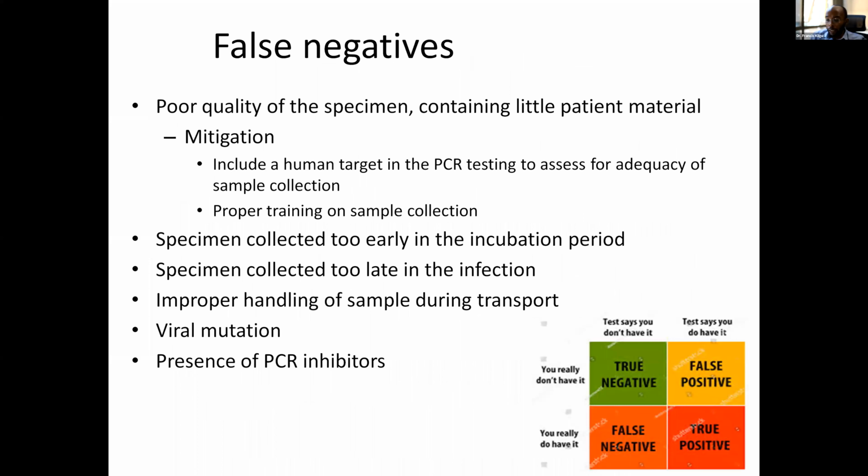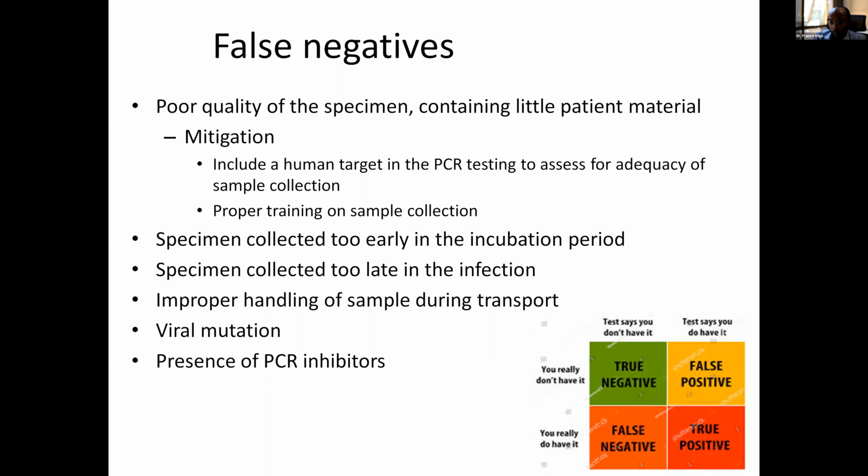So some of the challenges that can be encountered with molecular testing is false negatives. Here we are referring to situations where the result generated is negative in a person or a patient who actually has COVID-19. There are quite a number of reasons that can result in such a scenario. One of them is poor quality of the specimen that is collected, where the specimen has very little patient material. Ways to mitigate this include proper training of the staff that are doing the collection.